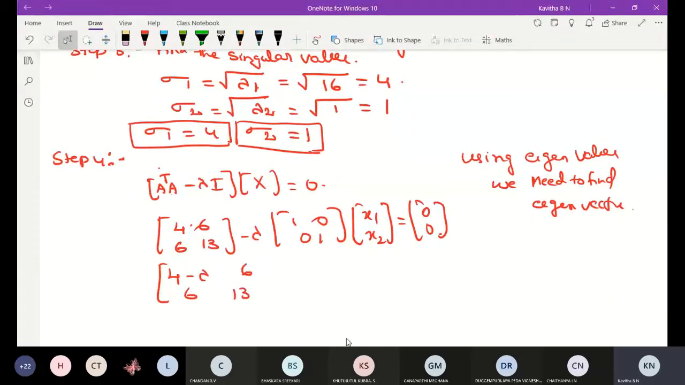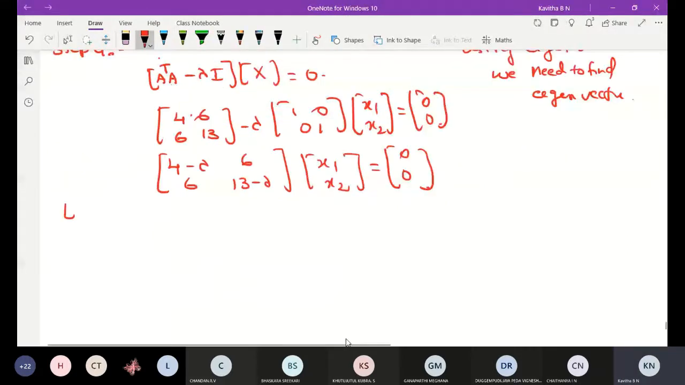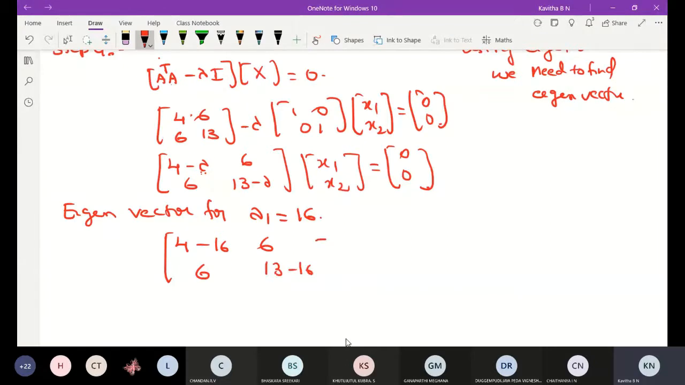Then substitute to find the eigenvector. We need to find the eigenvector, no? Eigenvector for lambda 1 is equal to 16. In place of lambda, substitute here 16: 4 minus 16, 6, 6, 13 minus 16 into x1 and x2 is equal to 0, 0.